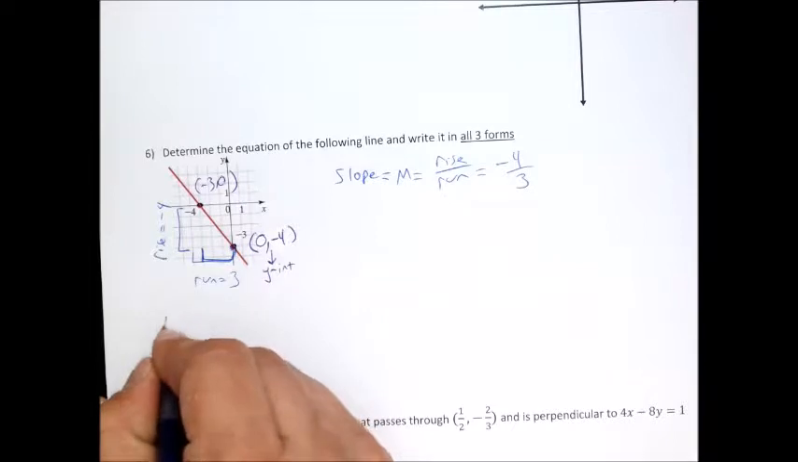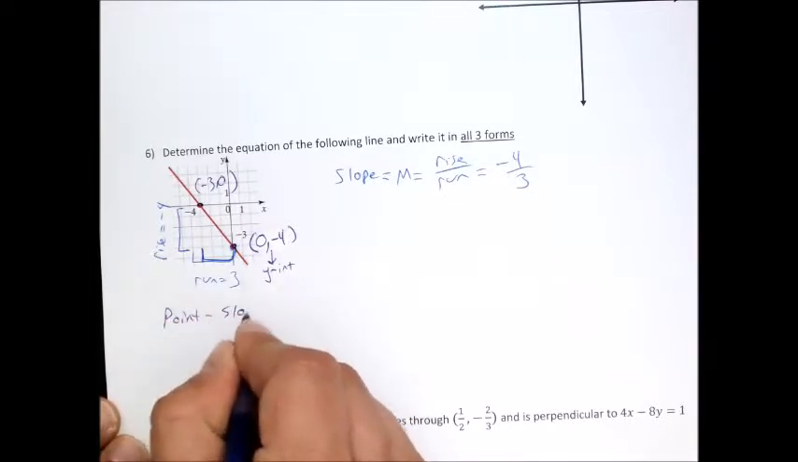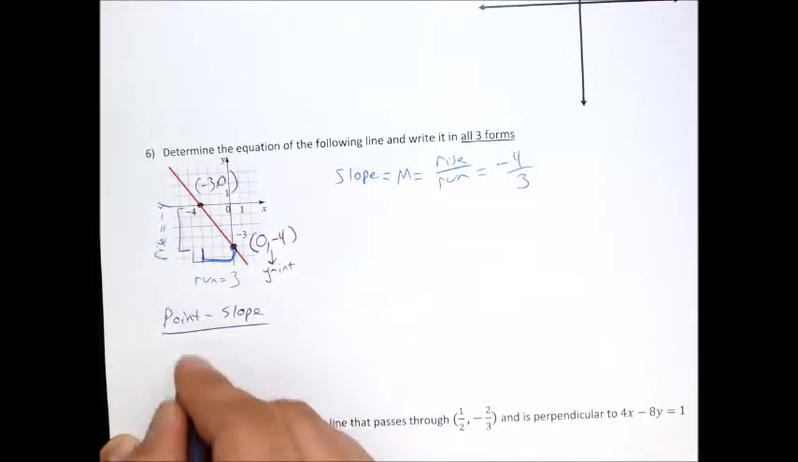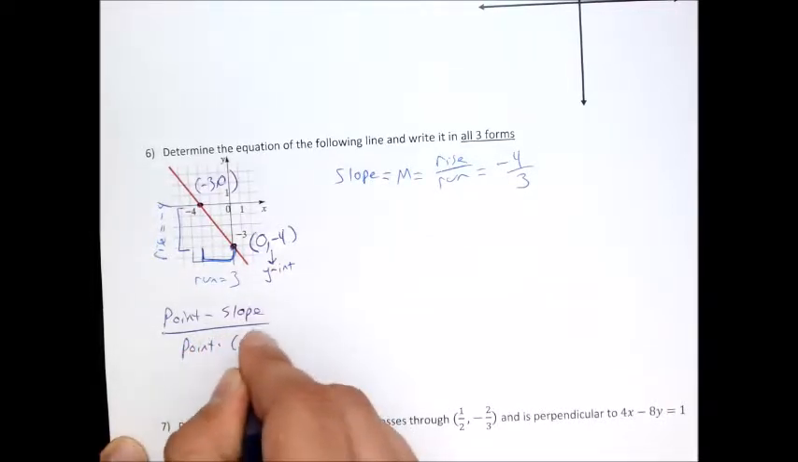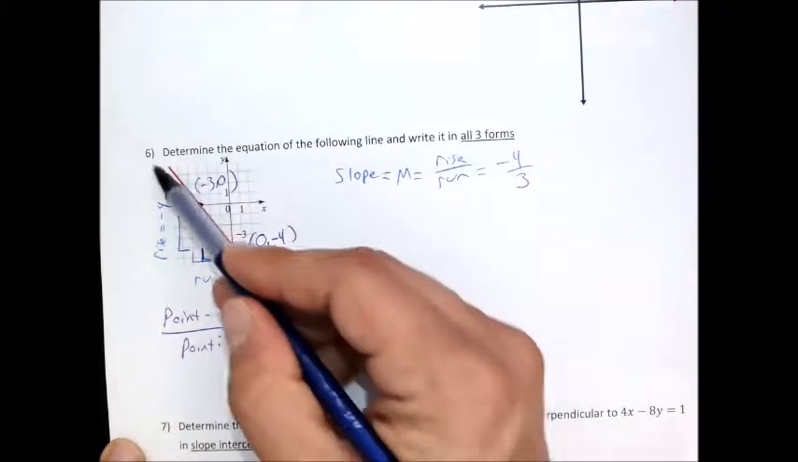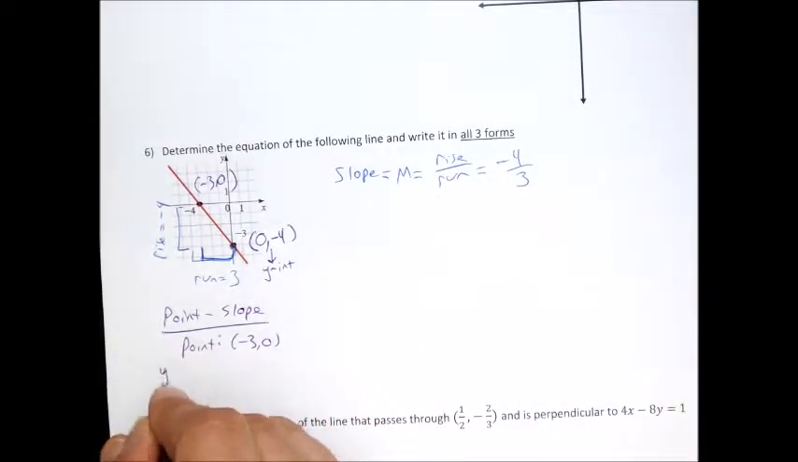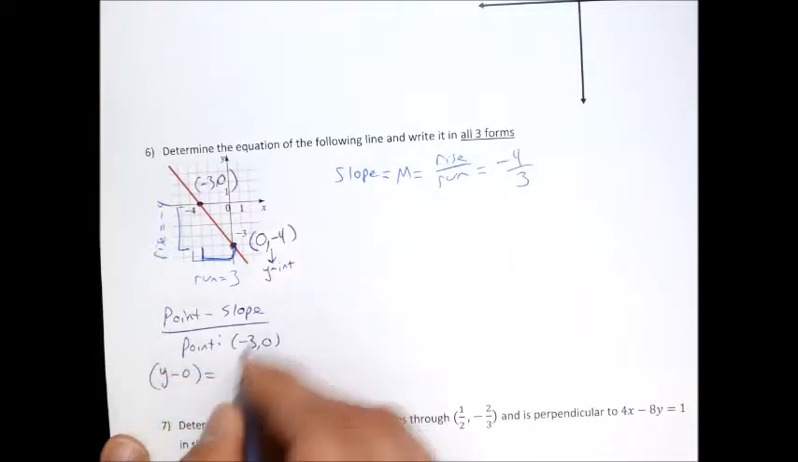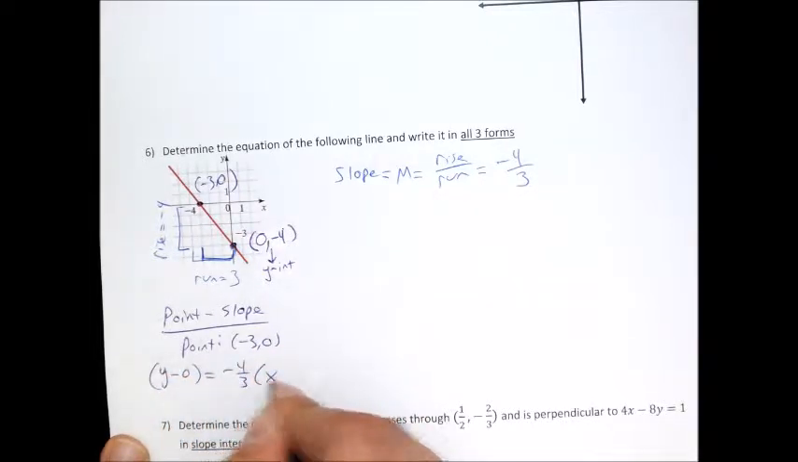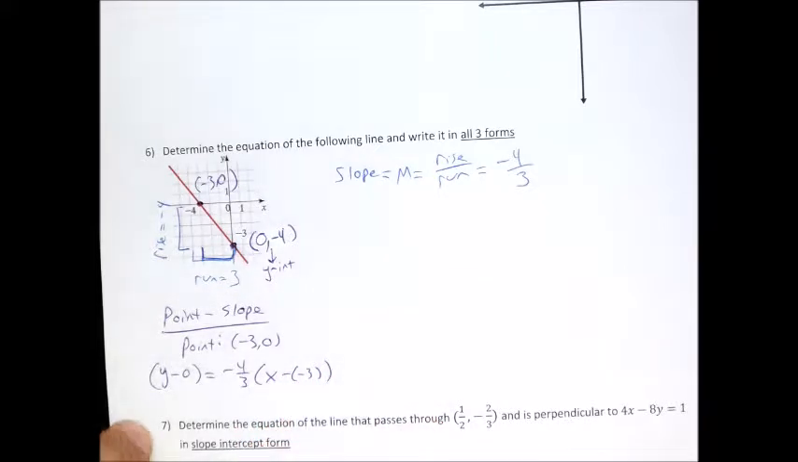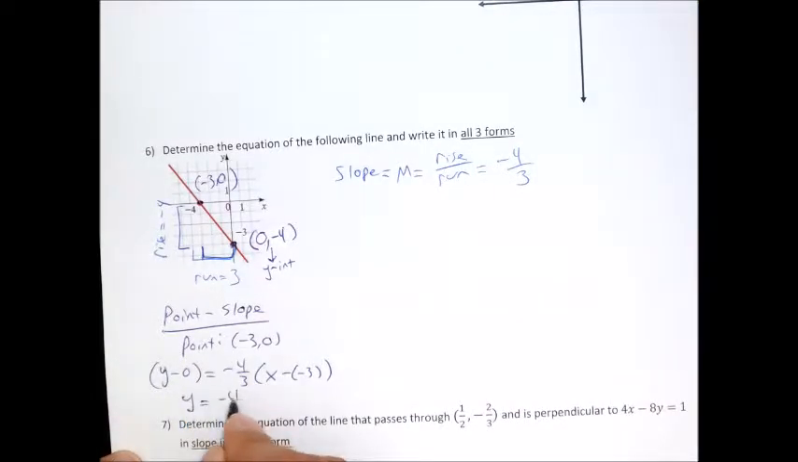Alright, so let me just finish this one. So then point slope, it's all in the name. We need a point and we need a slope. I'm going to use the point minus 3, 0. But you can use any of the points on that line, on that graph. Just make sure it crosses one of the intersection points so it's a whole number. But at minus 3, 0, it would be y minus 0 equals the slope times x minus x. And so we could write it as y equals minus 4/3 x plus 3 if we want. That would be a point slope one.